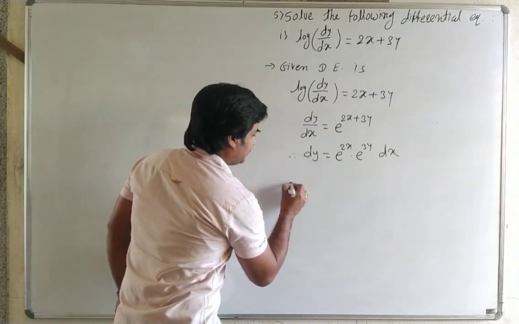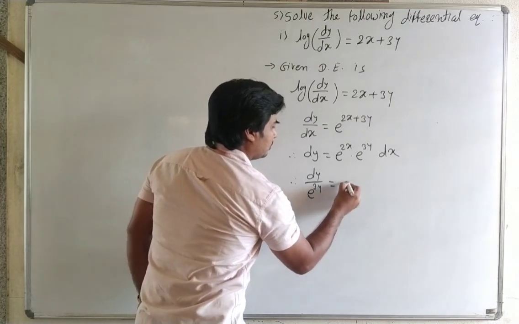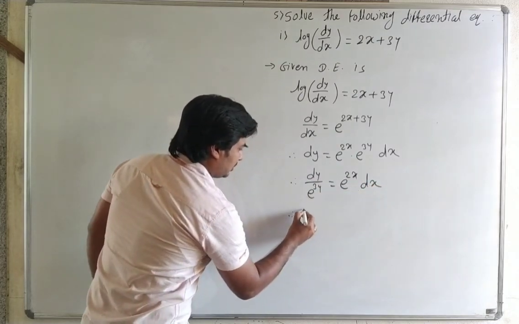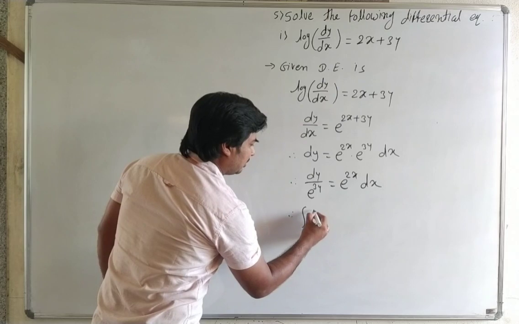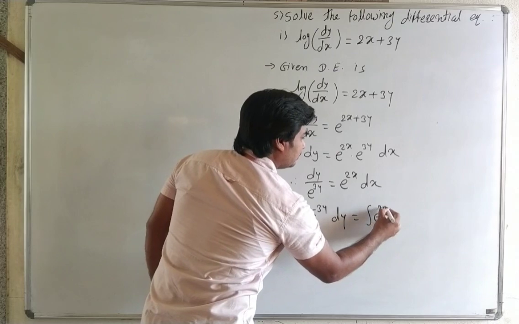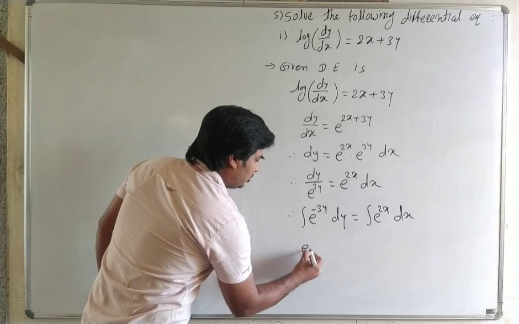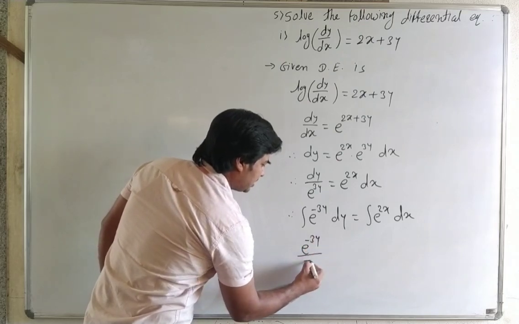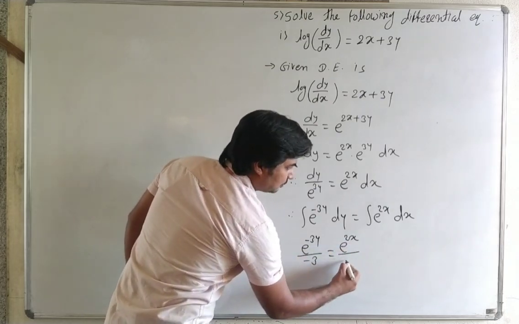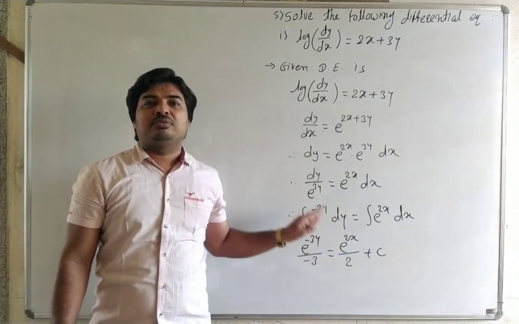Therefore we can write dy by e to the power 3y is equal to e to the power 2x dx. Now taking integral on both sides, the integral of 1 upon e to the power 3y is equal to the integral of e to the power 2x dx. Now integrate it: e to the power minus 3y upon minus 3 is equal to e to the power 2x upon 2 plus c. Now this is a general solution of the differential equation.